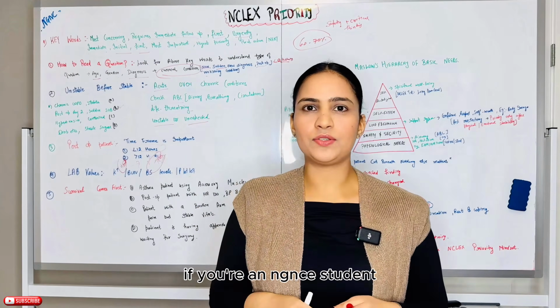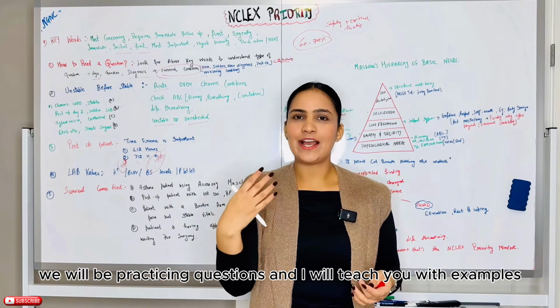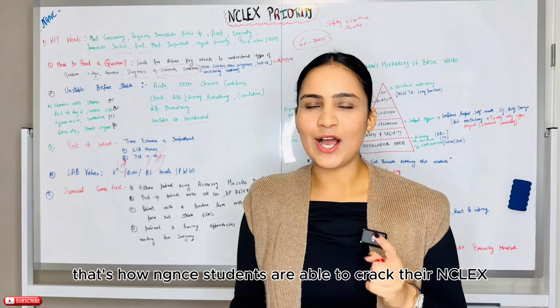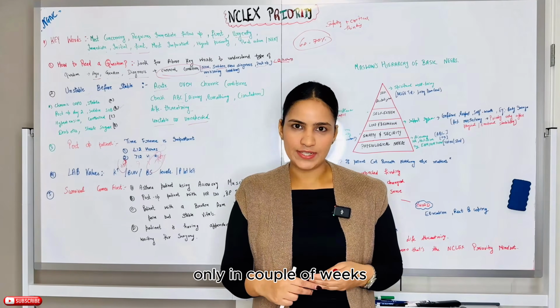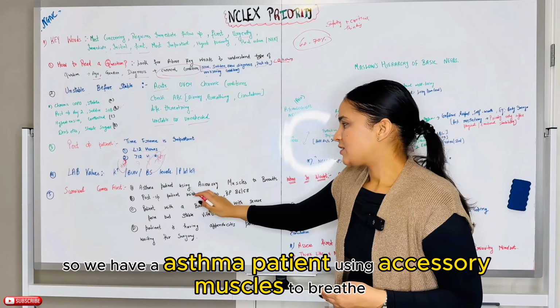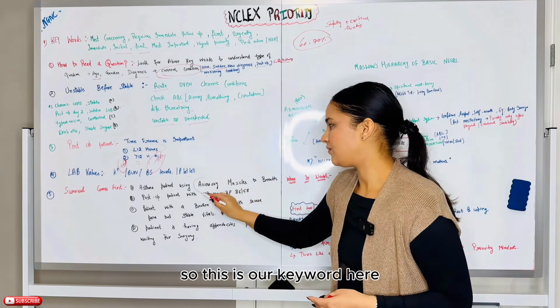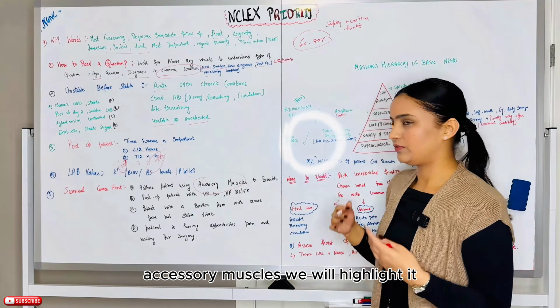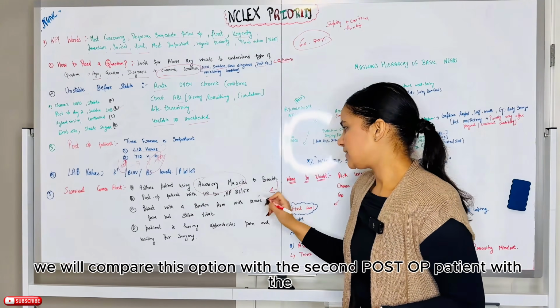Next, we will be reading with an example. If you're an NGN student, you know after each topic we will be practicing questions and I will teach you with examples. That's how NGN students are able to crack their NCLEX in only a couple of weeks. So we have an asthma patient using accessory muscles to breathe. This is our keyword here, accessory muscles. We will highlight it.